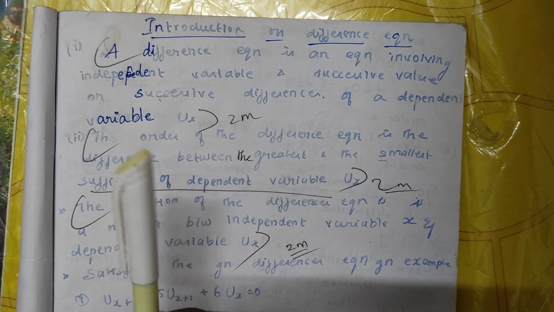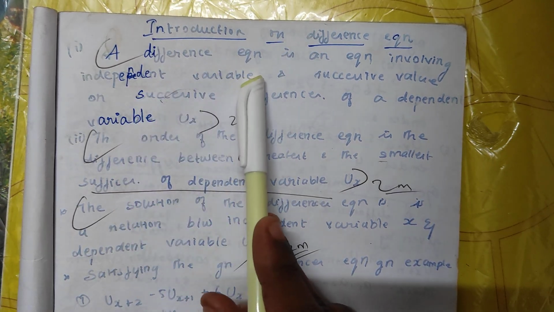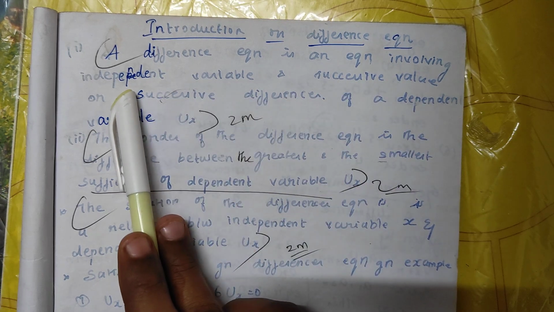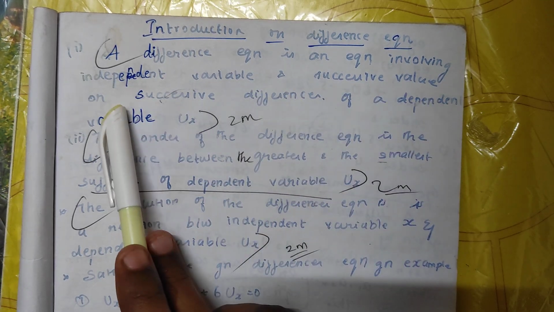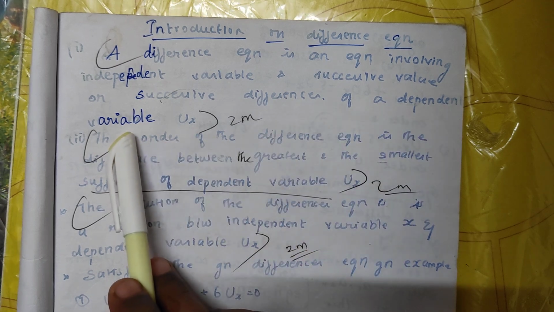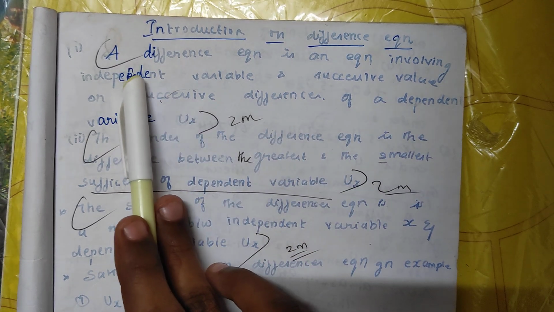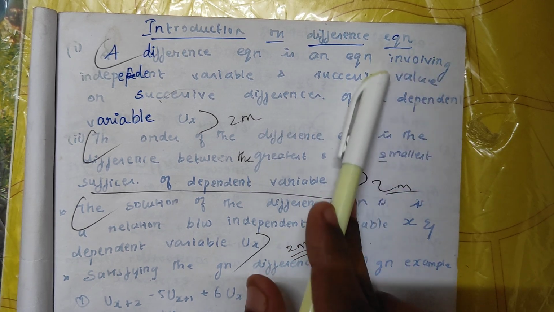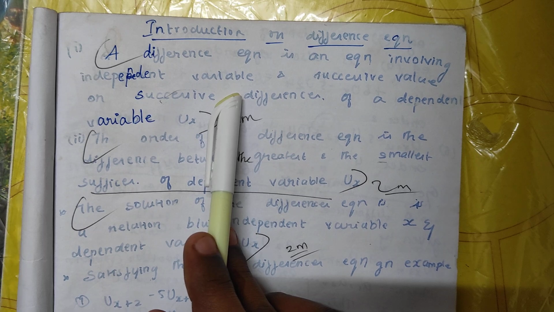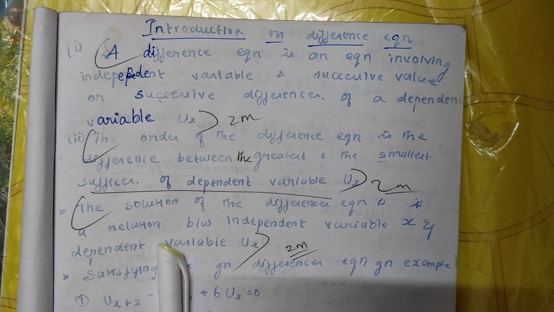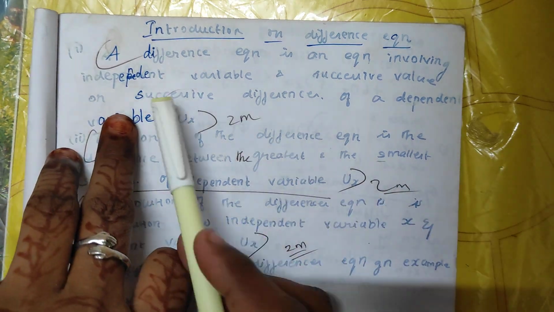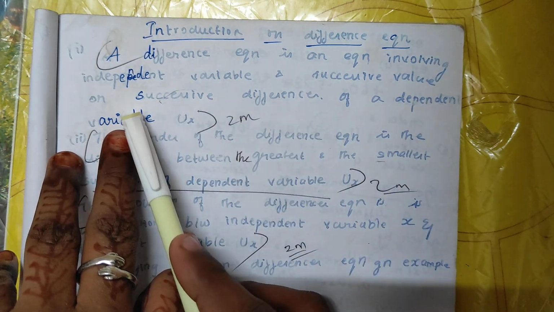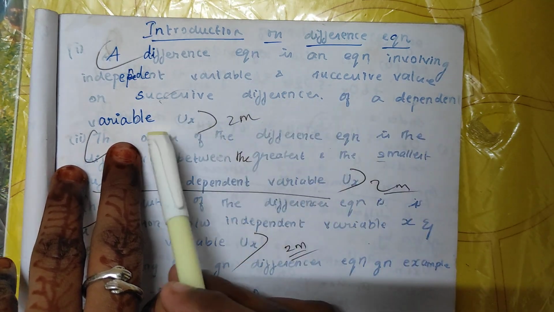Okay, so first of all, definition: a difference equation is an equation involving independent variable and successive value or successive differences of a dependent variable ux. So a difference equation is an equation. Okay, so it involves what? It involves independent variable. First thing, independent variable means it doesn't depend upon other variables for the values. So involving independent variables and successive value or successive difference of a dependent variable.